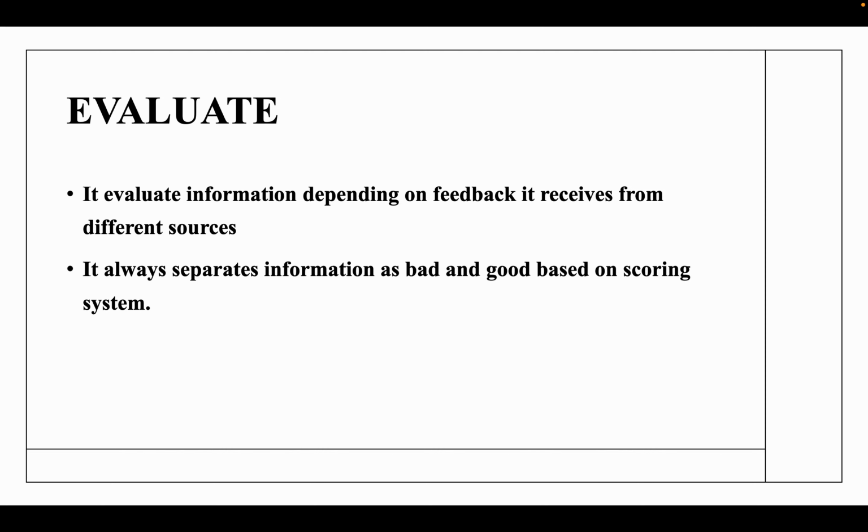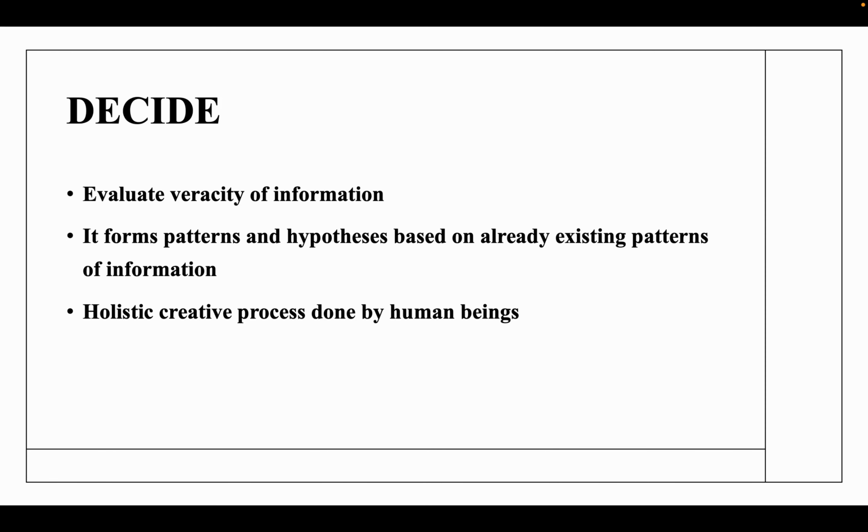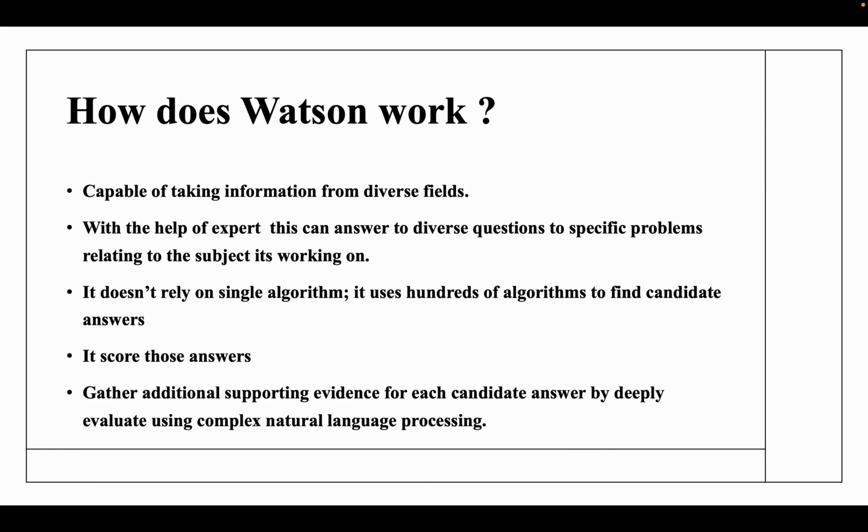After that, there comes decide. This is the last and final step. Here the information forms different patterns and hypotheses regarding the already existing patterns of information in a way similar to the holistic creative process done by human beings. So here are the four main steps. Then after it comes the main topic, how does Watson work? Everyone has a doubt about how Watson works. This topic will be explained by my teammate Jeevan Reddy.